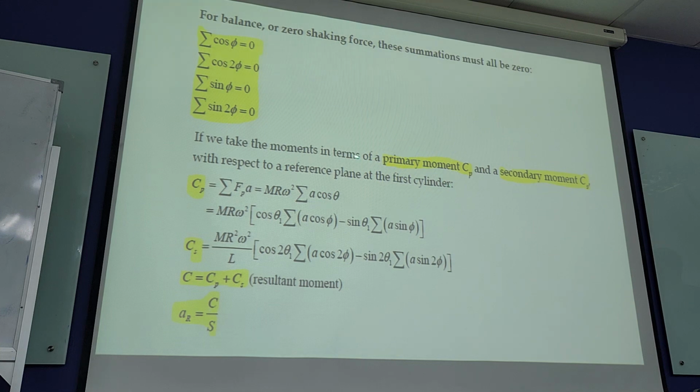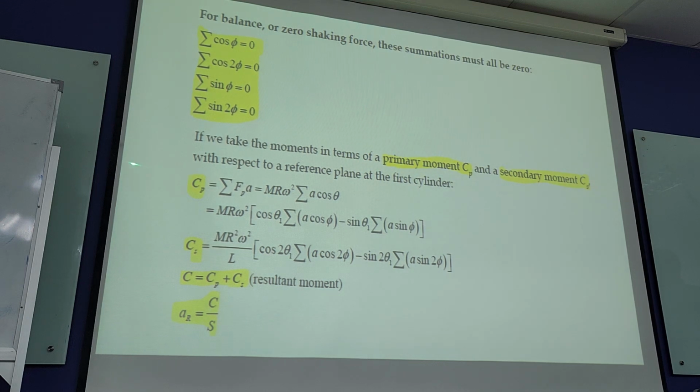Alright, so now we can also write the primary moment and the secondary moment. The primary moment is the primary force multiplied by the distance A. Since you have many cylinders, you now have to write this as A cos theta.